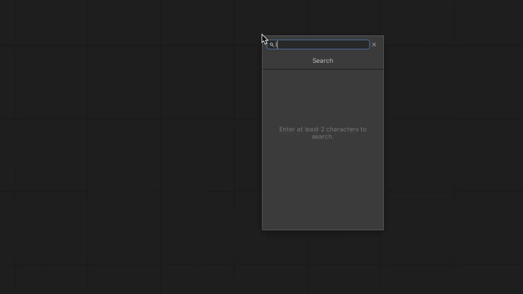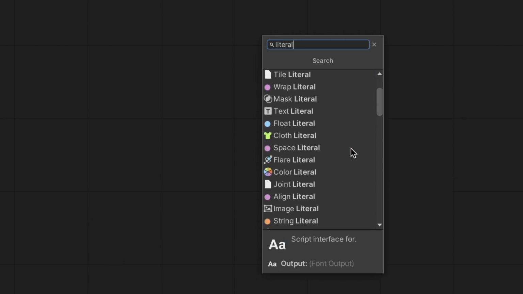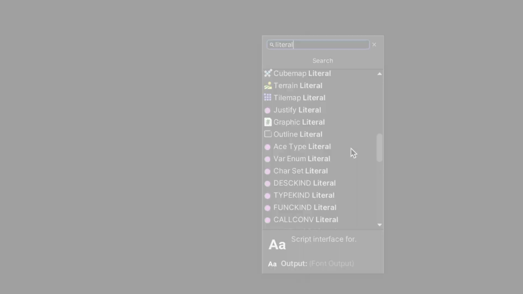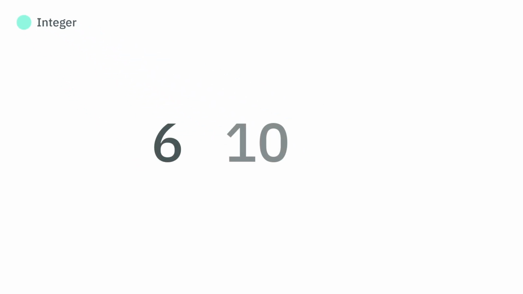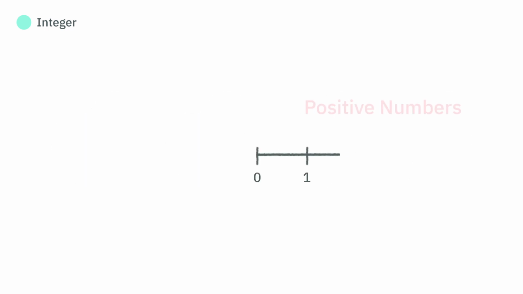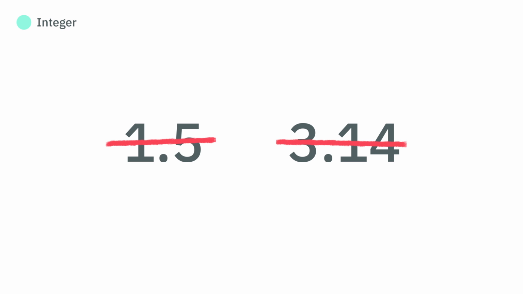There are many data types available for us to use in Unity Visual Scripting, but we don't need to be familiar with all of them. The following are the most common ones. We have two types for representing numbers. Integer is a data type of number values, like 6, 10, and -9, commonly used for counting or ordering. It can represent both positive and negative numbers, but not numbers with a fraction, like 1.5 or 3.14.